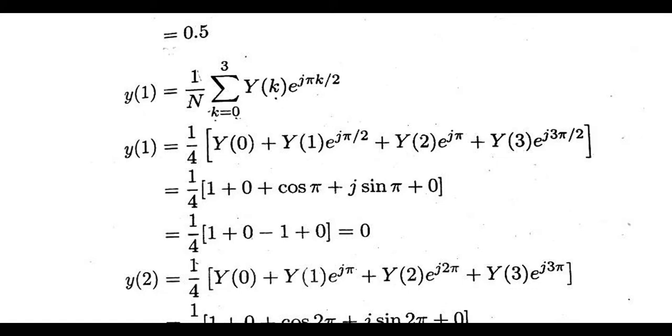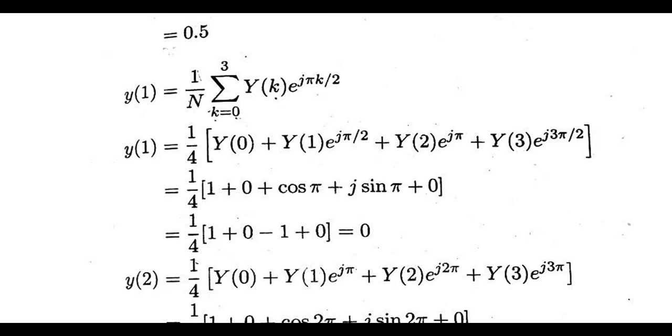That is y of 1 is equal to 1 by n, value is equal to 4, 1 by 4 sigma k is equal to 0 to 3 y of k e raised to j pi k by 2. Now put the value of k from 0 to 3, we will get y of 1 is equal to 1 by 4 into y of 0 plus y of 1 e raised to j pi by 2 plus y of 2 e raised to j pi plus y of 3 e raised to j 3 pi by 2.